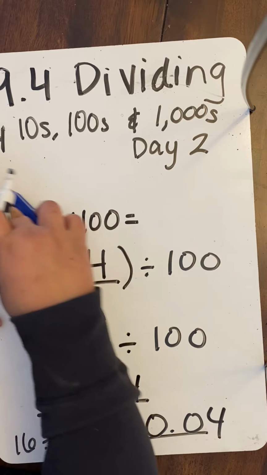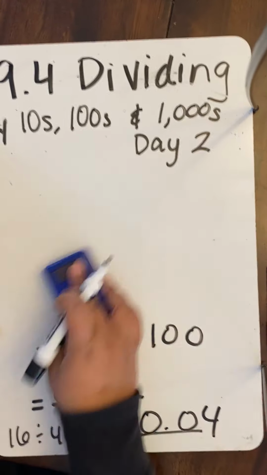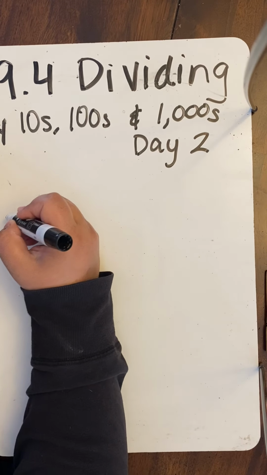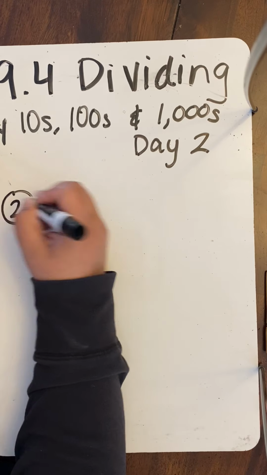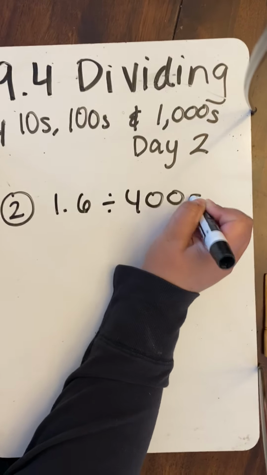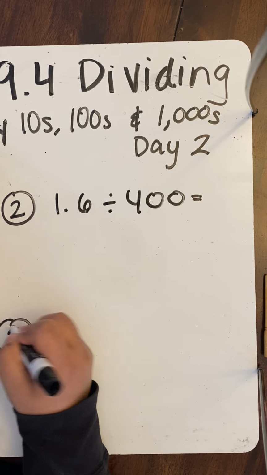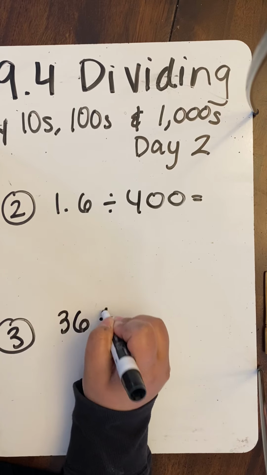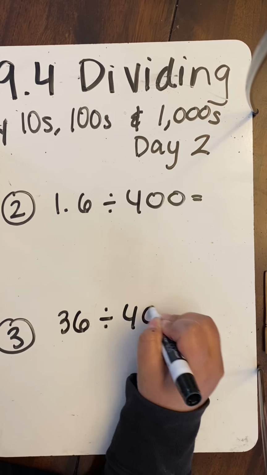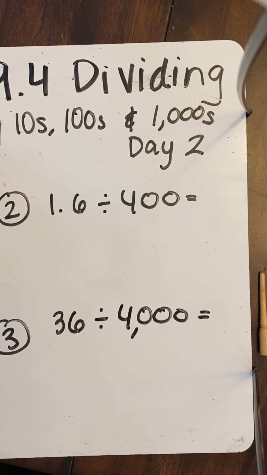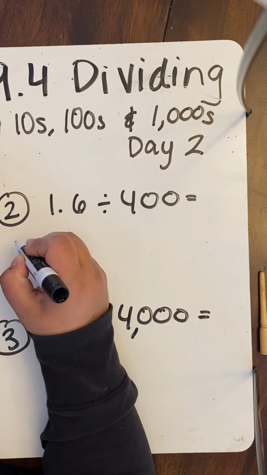All right, these two, you're on your own. Try 1.6 divided by 400. And then try 36 divided by 4,000. Go ahead and pause it, try them out. Okay, I'll show you now. So you should unpause it.